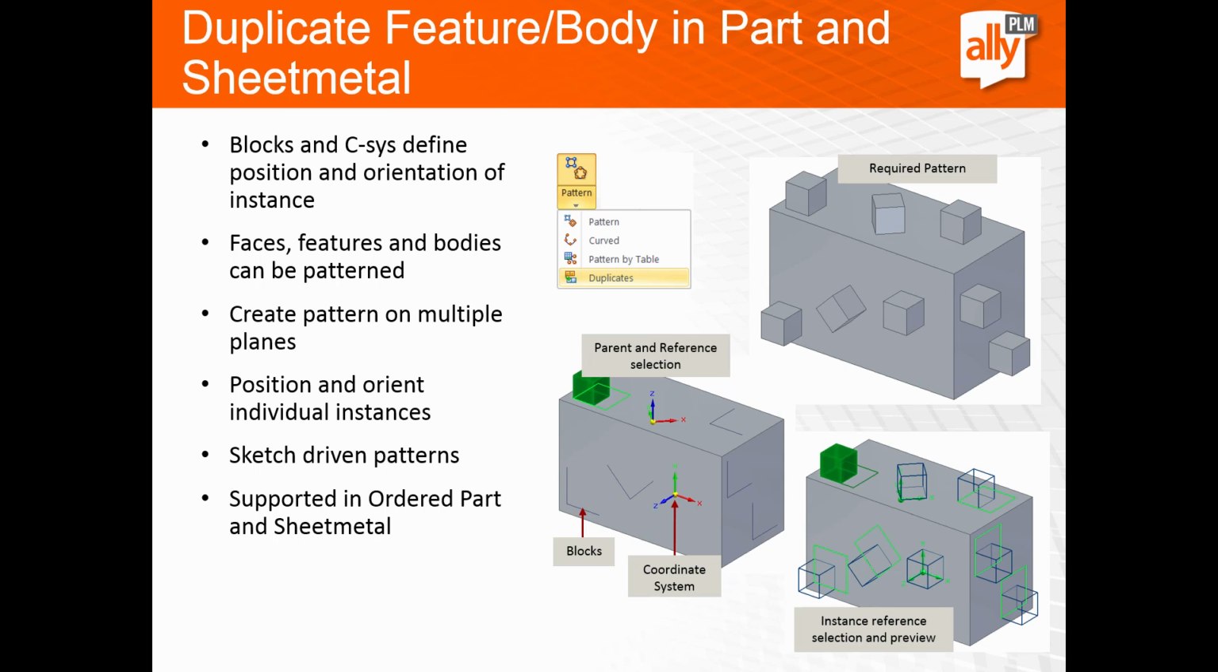Speaking of the duplicate component, we can now do duplicate feature or body in the part and sheet metal environments. To do this, we're going to use the blocks that we just talked about, or coordinate systems, to define the position and orientation of those instances. Things we can duplicate are faces, features, and bodies. We can create those patterns on multiple planes or faces. The position and orientation of each one of those instances is determined by where our blocks or our coordinate systems are located. And again, this is supported in synchronous, ordered, or sheet metal environments.